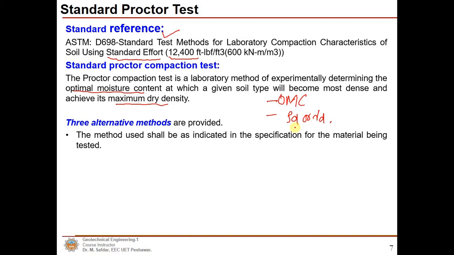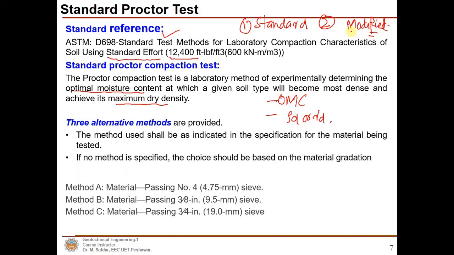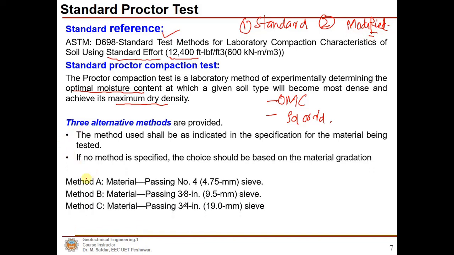So based upon the loading or compaction effort needed, we can divide the compaction tests into the standard Proctor test and the modified Proctor test. However, based upon the particle size distribution, we can divide the laboratory compaction test into three methods: method A, method B, and method C.